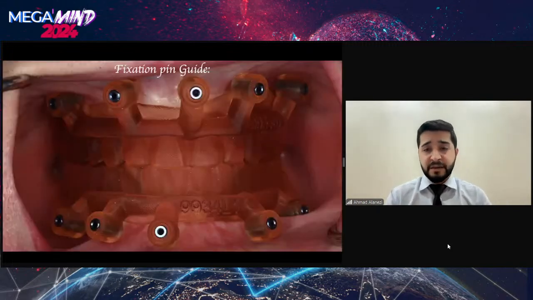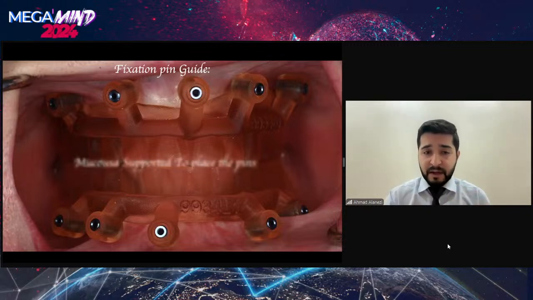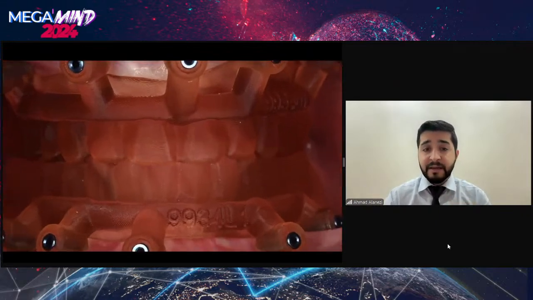So this is the fixation pin guide on the day of surgery. And this is a mucosa-supported guide just to place our fixation pins. But we also have to realize that we need to replicate the occlusal scheme of the guide in the denture. It should be similar to the prosthesis, to the guide that you're making.